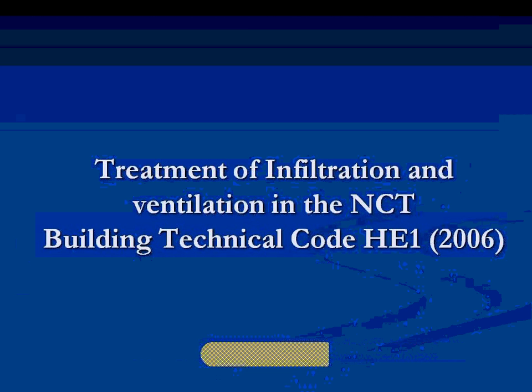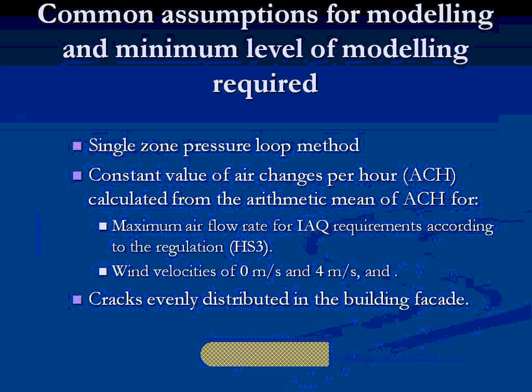So what do we have now in the current technical code? How do we treat air tightness? These are the common assumptions in the default software and the alternative software that we have. We use a single compressed loop method for the calculations. I told you before, we have a constant value of air changes per hour. This means efforts on air tightness are not rewarded in the certification, which is an important thing that we want to change for next year.